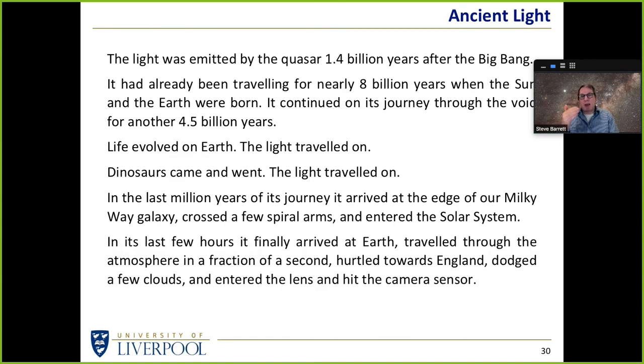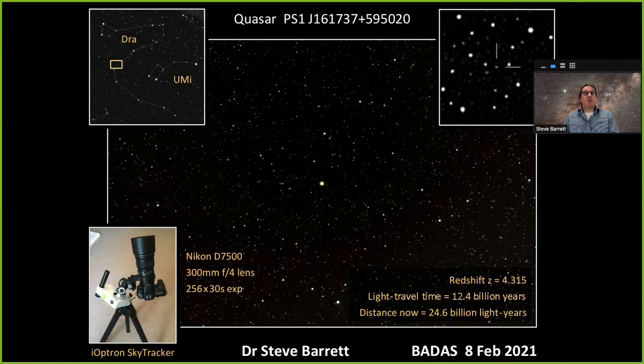In its last few hours, it would have arrived at the Earth. It would have taken just a fraction of a second to travel through the atmosphere. It would have hurtled towards England, dodged a few clouds on the way, entered the lens, and then hit the camera sensor and produced the image that we saw quite a few slides ago. Just 1 pixel in the image, but what a journey.